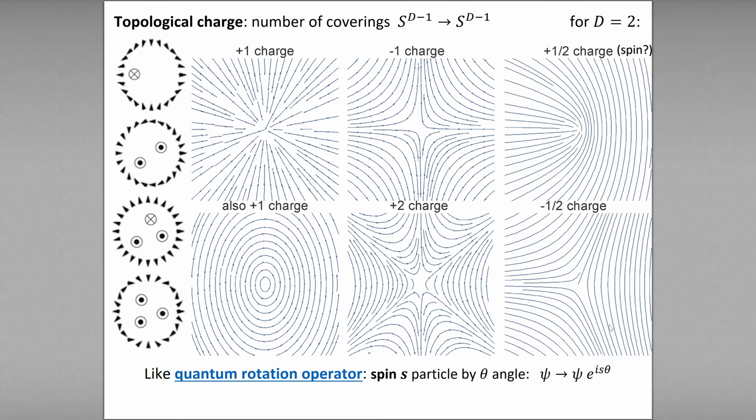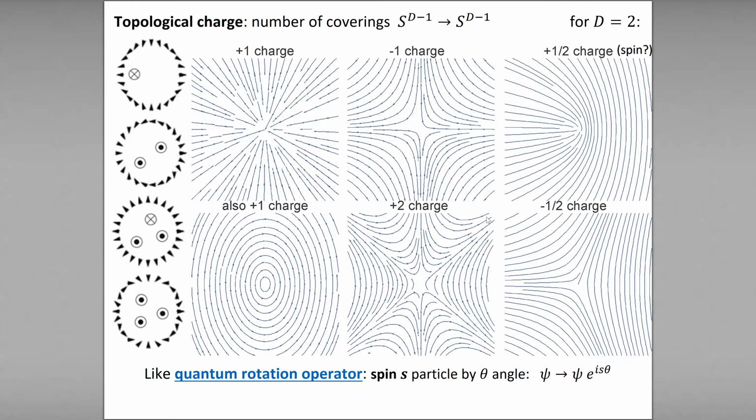A suggestion that is closer to spin is in the quantum rotation operator. It says that if we rotate a spin S particle by some theta angle, the quantum phase rotates by angle theta times the spin. So this definition is completely in agreement with this type of topological charges in two dimensions. So there is a suggestion that two-dimensional topological charges correspond to spin, and to get electric charge, we should get three-dimensional topological charges like a hedgehog, where we have a point, and in three dimensions there are arrows in all directions around this center of the hedgehog.